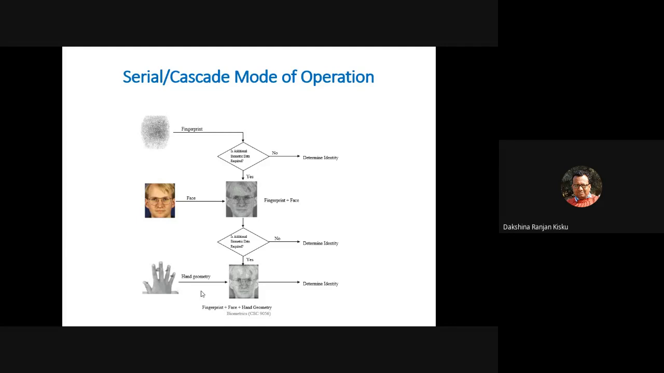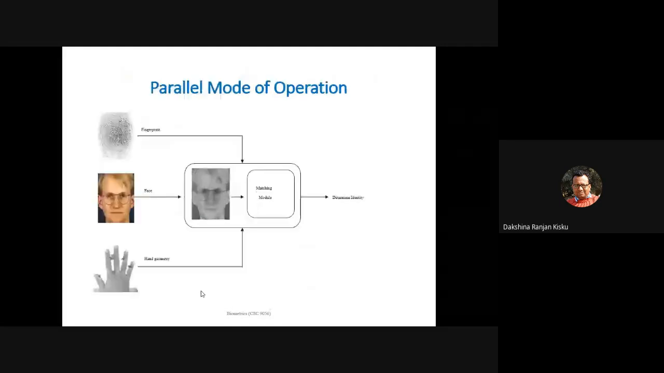And again, we are asking the same question: is additional biometric data required? If the answer is no, then we determine the identity at this stage. Otherwise, we go for another biometric trait like hand geometry. If we go for yes, then we add another biometric system like hand geometry. Then we try to determine the identity with the fusion of these three biometric traits: fingerprint plus face plus hand geometry. And this is the parallel mode of operation.